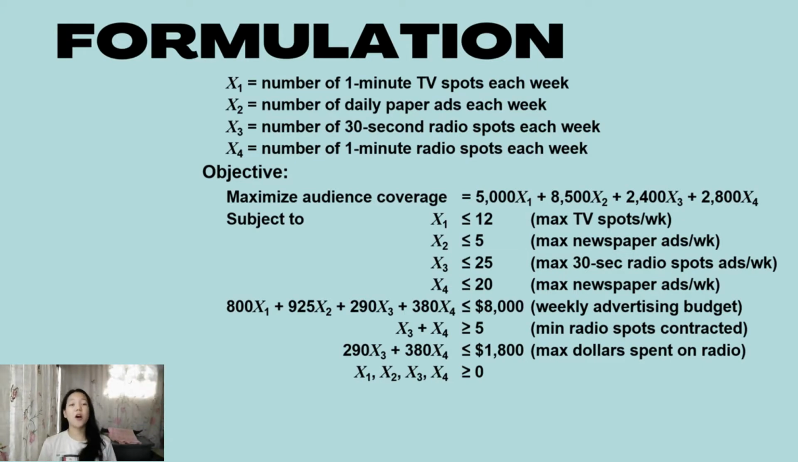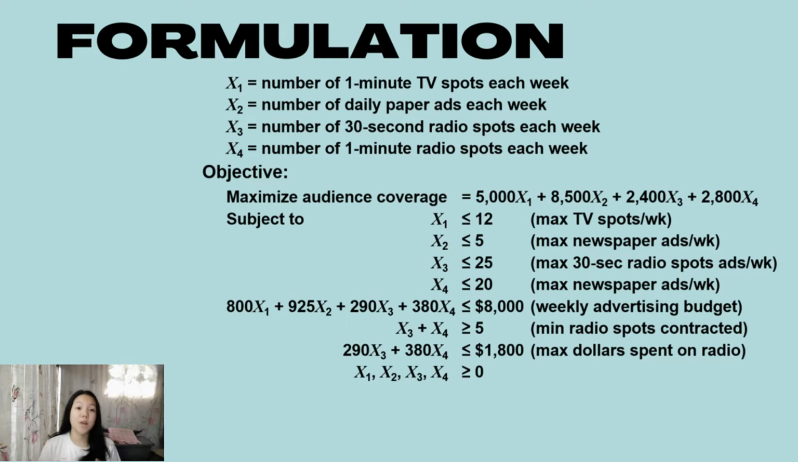So we have here in the formulation the representation of the different media, from X sub 1 to X sub 4. X sub 1 is the number of 1-minute TV spots where the advertisement will appear, X sub 2 is where the advertisement will appear in the newspaper, and X sub 3 and X sub 4 are for the 2 different radio spots.